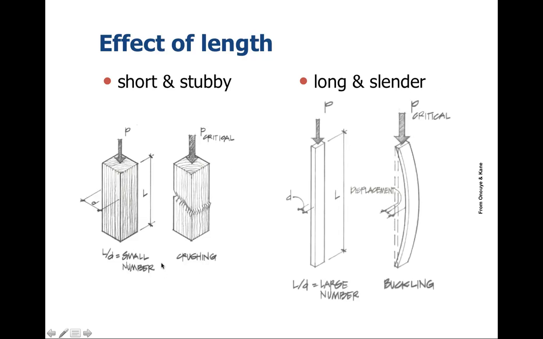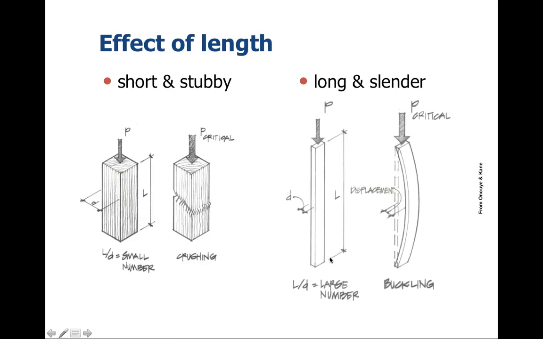So with short and stubby columns, basically we're looking at a crushing load. So basically the column is not going to bend or deflect, it's going to crush in some particular shape, as in a case like this. So here what we're interested in is what is the overall crushing strength of that particular material. It's quite different when we get to long and slender columns. Here our concern is about buckling. What might happen with buckling?